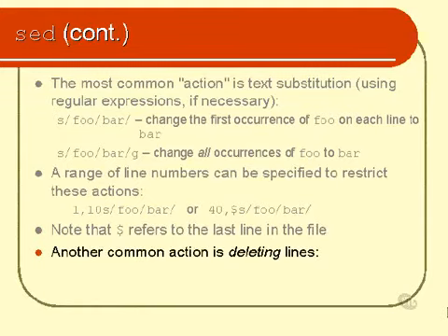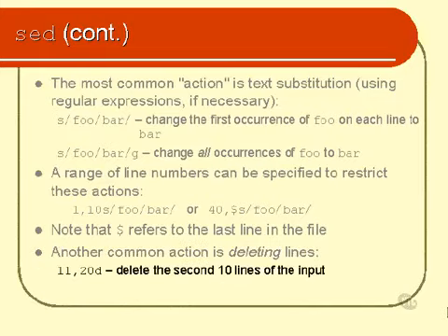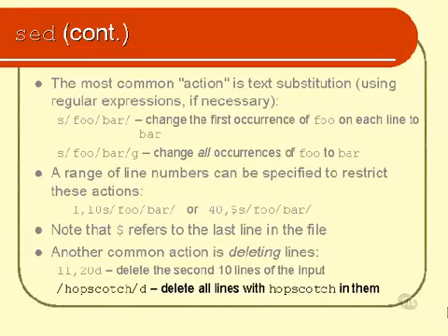A second action. I've shown you one action so far, the action of substituting. Another common action is deleting lines. And that is done like so. Delete lines 11 to 20. That's a very simple one. Or alternatively, if you like, /hopscotch/d. Delete all lines with hopscotch in them.